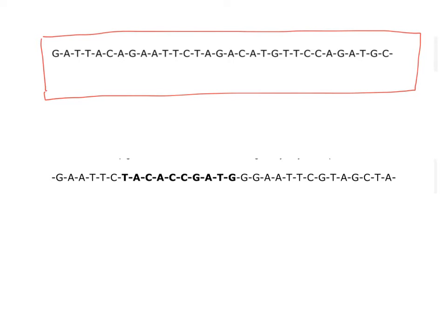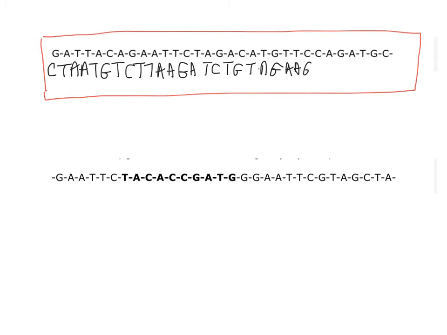So write down GATTACAGAATTCTAGACATGTTCCAGATGC. And then on the other side, write the complementary letters: C, T, A, T, G, T, C, T, T, A, G, A, T, C, T, G, T, A, G, A, G, G, T, C, T, A, C, G.